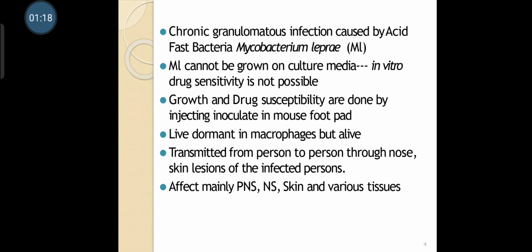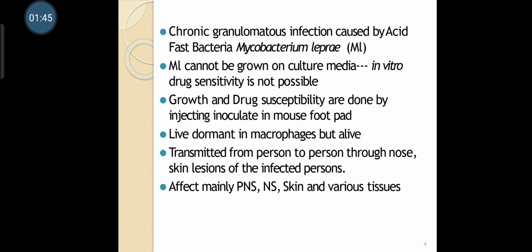Mycobacterium leprae cannot be grown on culture media outside the body, and hence we cannot test the effect of drugs on this mycobacteria outside the body, or in in vitro testing. So growth and drug susceptibility tests are done by injecting inoculate in the mouse foot pad test. They live dormant in macrophages but alive.